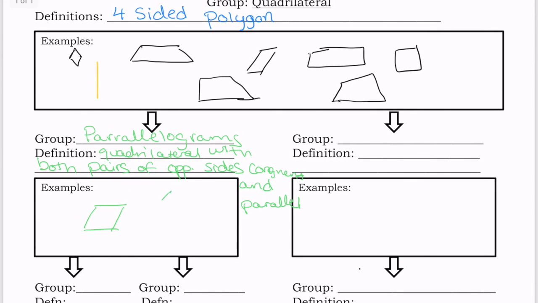We had this one. That was not a very good sketch. We had this one, and we had this one. I'm going to tidy that one up.